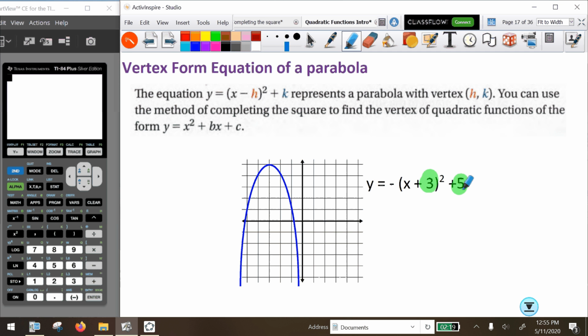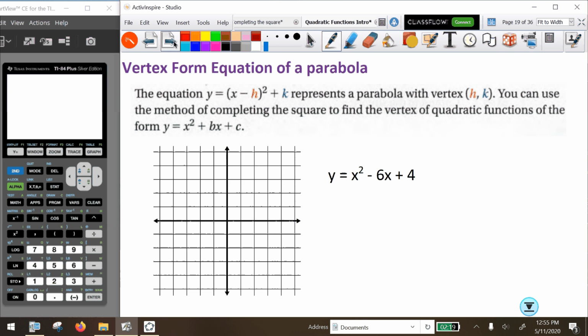This should be the vertex, but the formula has a negative sign right up here. So a way I could write this is instead of x plus 3, I could write x minus -3, because subtracting a negative is the same as adding a positive. Now this is in the exact form that you see up here, and I can identify that the vertex is -3, +5. That's our vertex. And you can verify that by looking at the graph here. It does have a vertex at -3, +5.